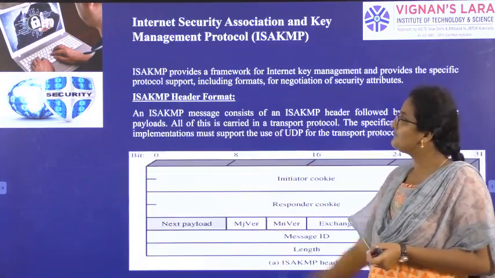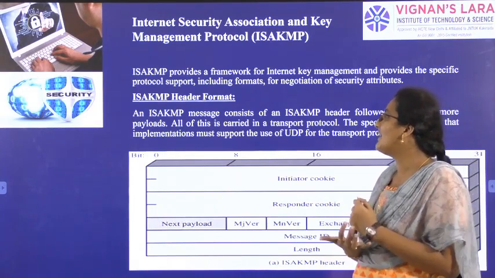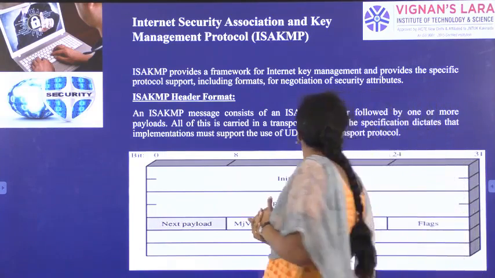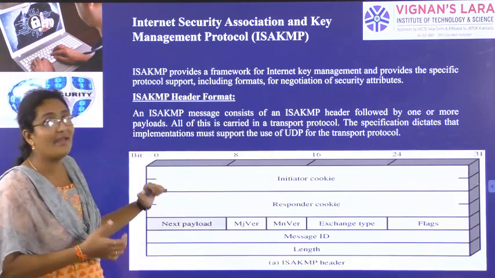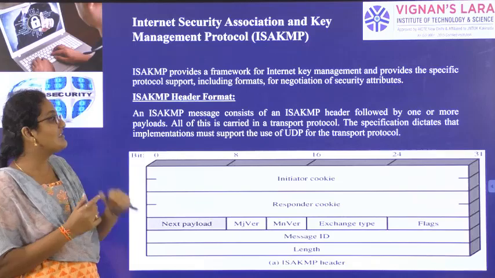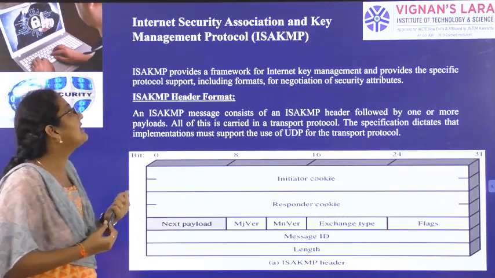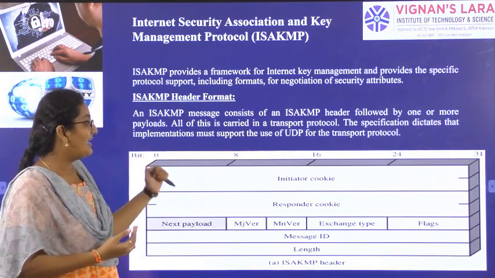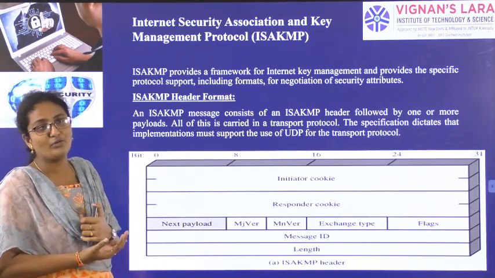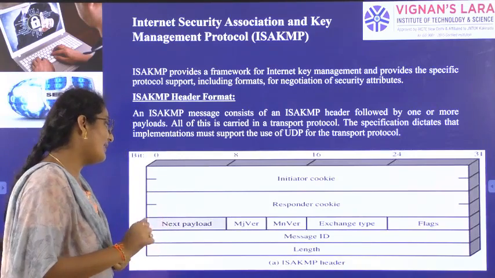So next one, ISAKMP. Internet Security Association and Key Management Protocol. It also has a structure of 32 bits, 0 to 31, and it is divided into many things. Important thing in this protocol is cookies. The concept of cookies we can see here in Internet Security Association and Key Management. So we have two types of cookies: initiator cookie and responder cookie. Initiator cookie is for sender, responder cookie is for receiver.